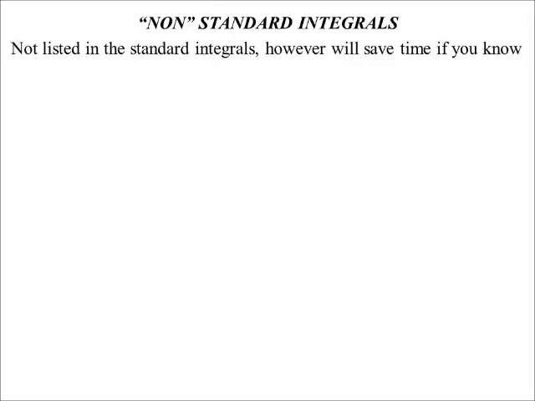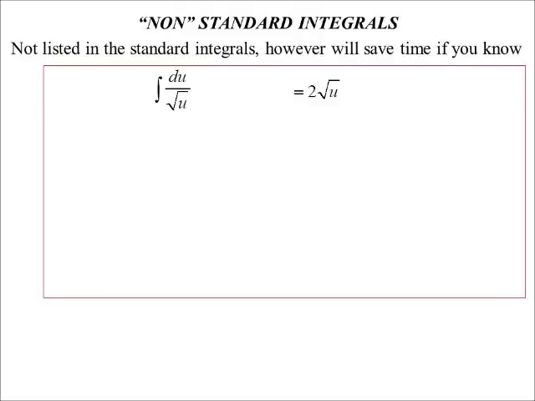Again, not listed in the old ones, not listed in the new ones. However, if you remember them, it's going to save you time because they come up fairly regularly. This one you see, du on the square root of u, or in other words, u to the negative a half. If you think about it, u to the negative half, add 1 to the power, so the power now becomes positive a half, over the power, half, well, turn it upside down, so it's 2 root u. So I just remember, du on root u, 2 root u.